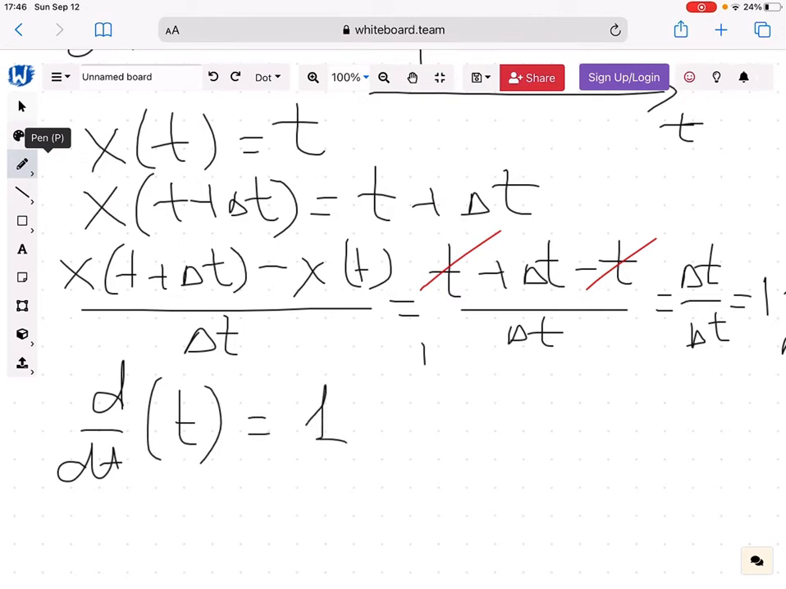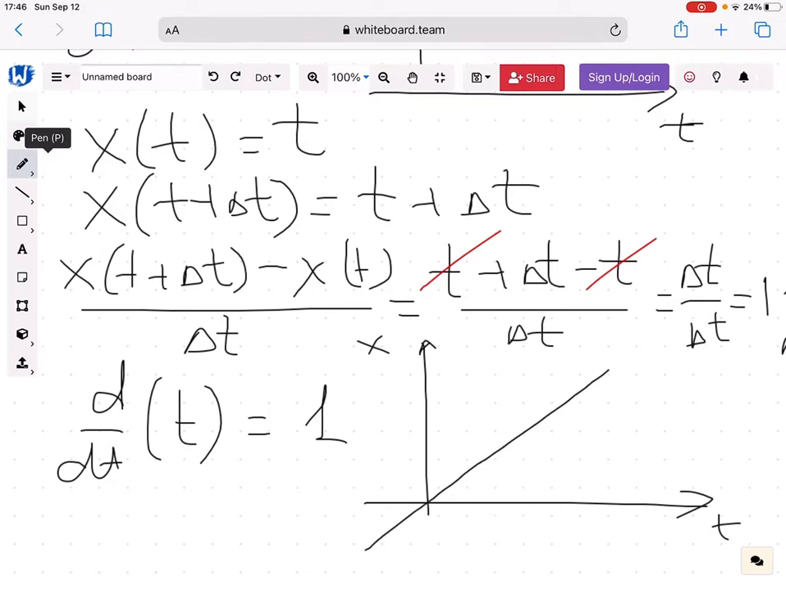And that again makes sense, because what is x equals t? x equals t is a straight line that goes from the origin of the coordinate system, and that's the line that goes at 45 degrees. When we talk about the slope of this line, the slope is the coefficient in front of t, and the coefficient sitting here is 1. So again, that makes sense.